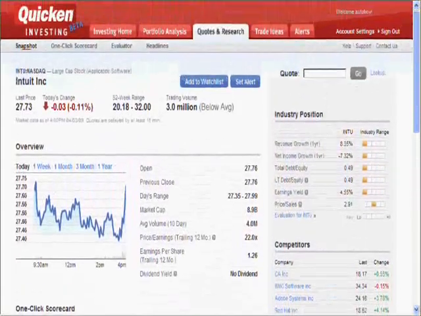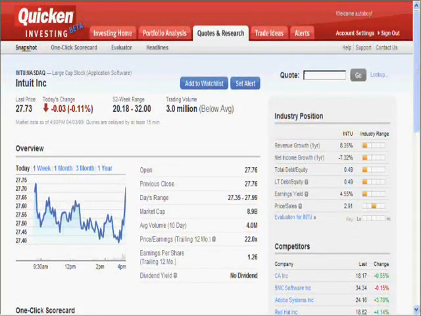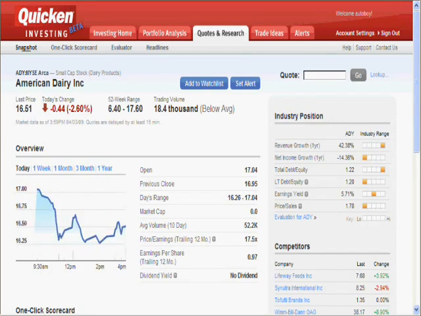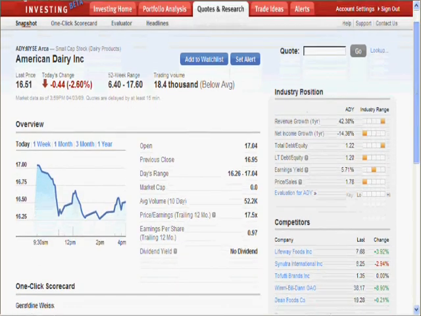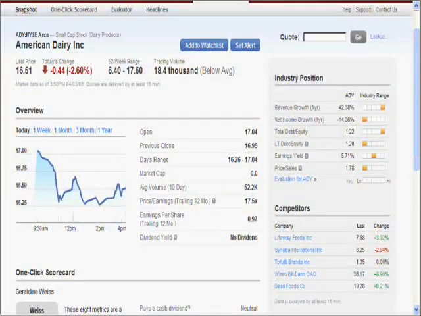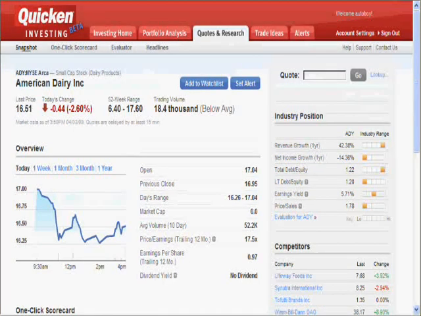Personally, I am interested in American Dairy Incorporated, which has the trading symbol of ADY. I enter that information here and select the Go button. The first screen that displays provides a great deal of information all by itself, and more importantly, the information is compared to the industry that ADY is in. However, the information that I am after is one level lower and can be accessed by selecting the Evaluator link from the top of the page.